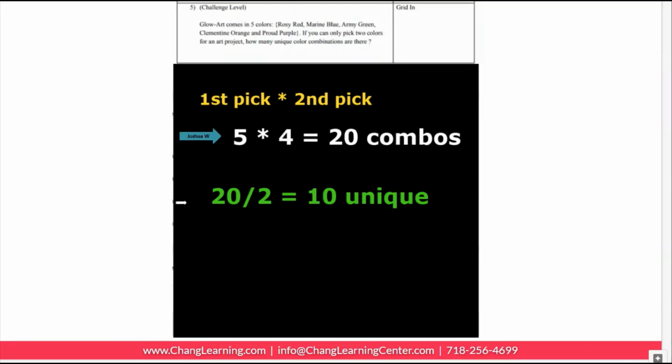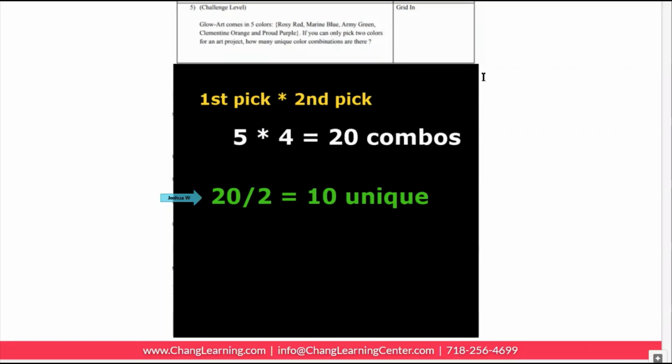Since we want the unique combinations, we only want the combinations not to be double counted. So for example, picking red first and then blue is the same combination as picking blue first and then red. So since there are 2 choices, we have to divide by 2 here, 2 factorial, which is just 2. And 20 divided by 2 means there are 10 unique combinations.